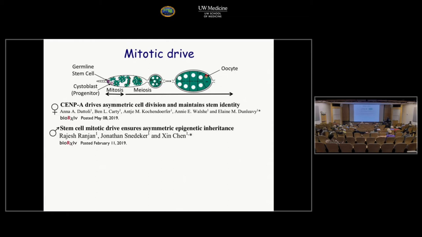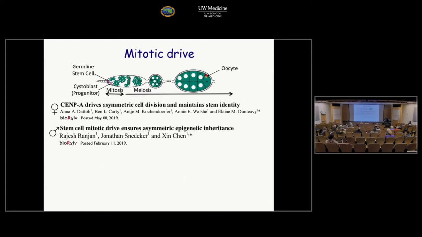Jin Chen has introduced the term mitotic drive. So we're basically talking about much later events in meiosis, but actually in the very first stem cell division, there's extra SEMP-A that drives. This is in both the male germline and the female germline. And so what's happening is that all the centromeres are basically going to the stem cell, and the other centromere is going to the progenitor cell. Okay?